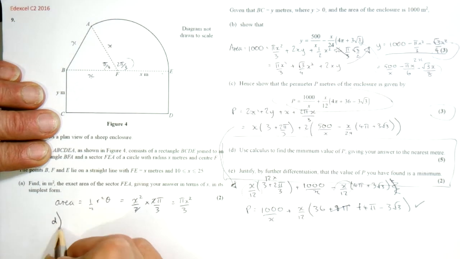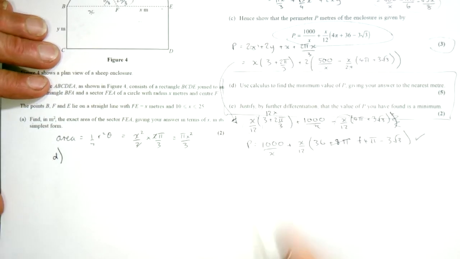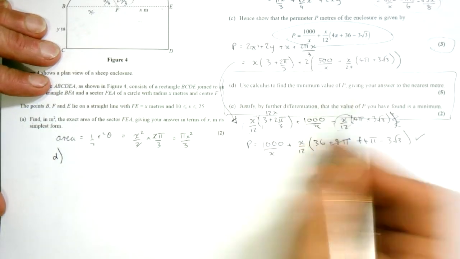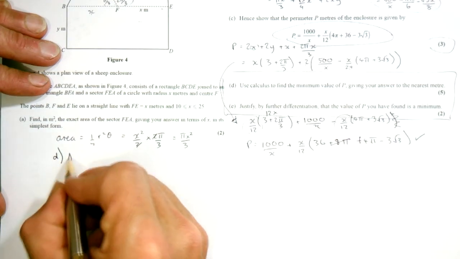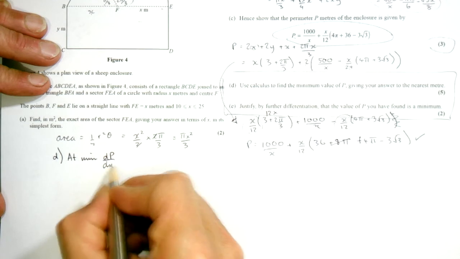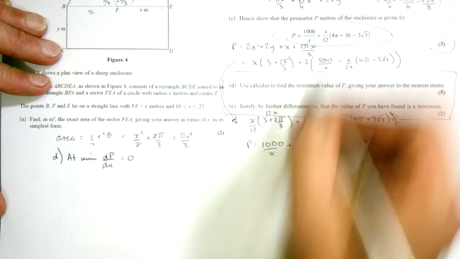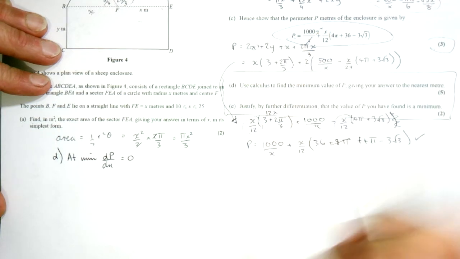So part D. So we've got all the bits that we need there. In part D, we're going to find min P. So at min dp by dx is equal to 0, means we've got to differentiate this thing. So let's make that x to the minus 1.